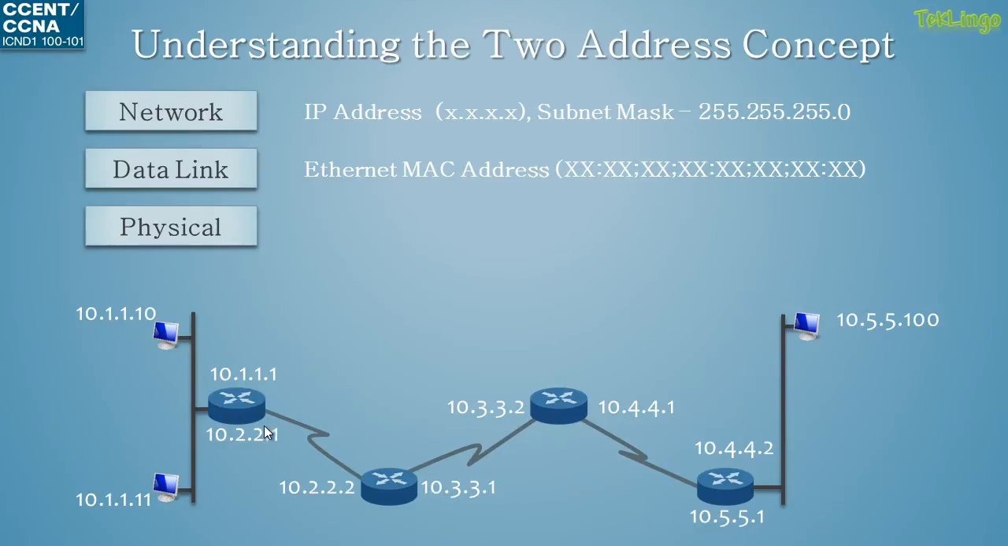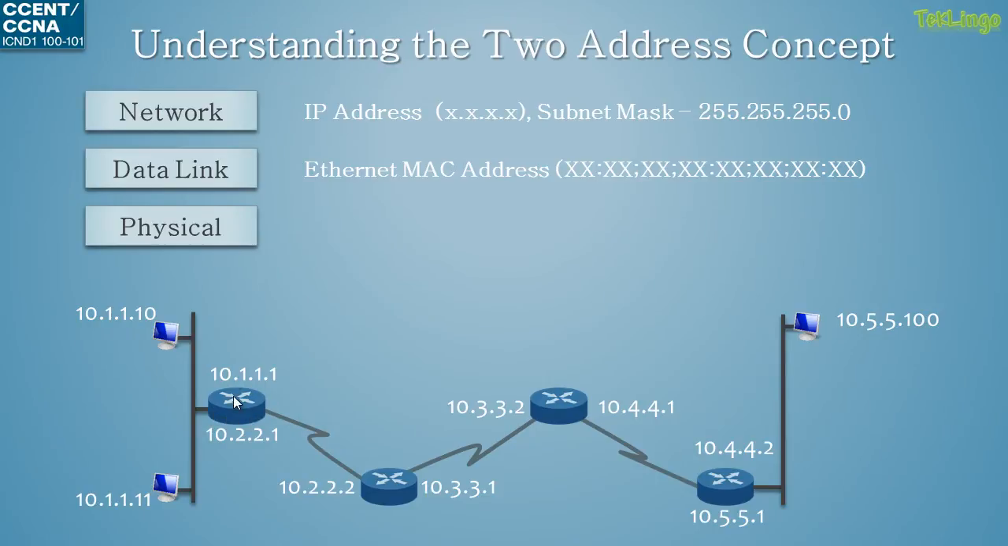Once you leave that network, you are moving into another new network, which is the 10.3.3 network, and then the 10.4.4 network, and then the 10.5.5 network. So anywhere you see a router in the picture, it is like a dividing line between your networks. The routers represent multiple networks. Every interface of your router represents a single network. You can never have two interfaces of the same router plugged into the same network.